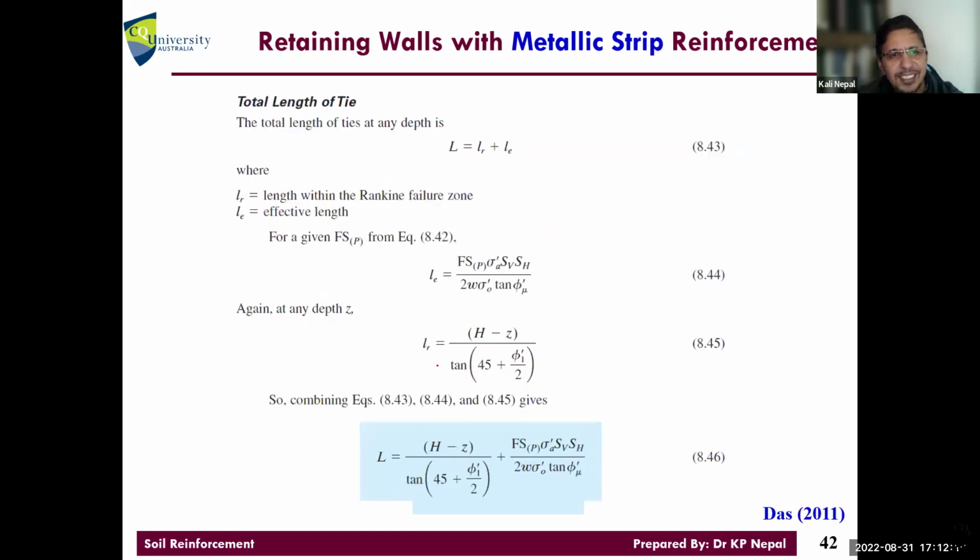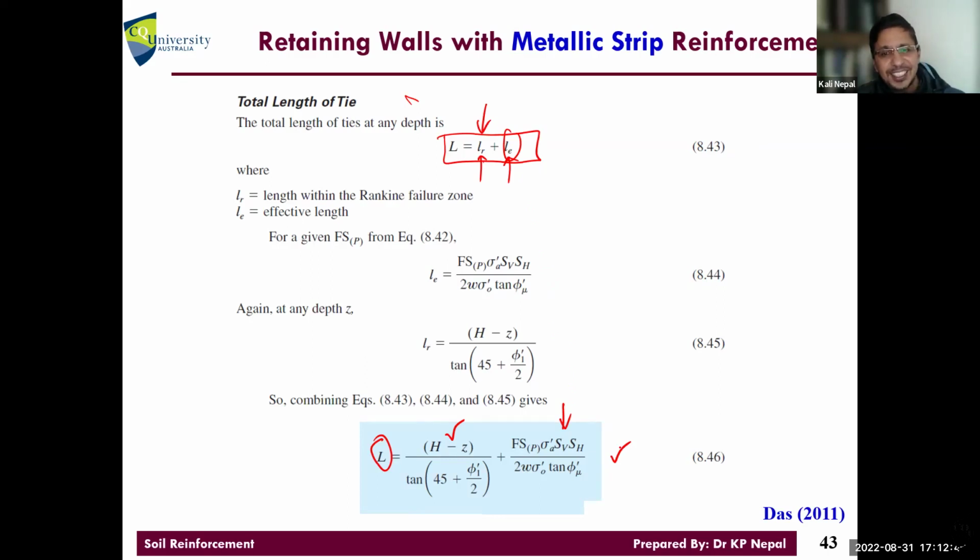I pull out, and then total length I already mentioned. It should be the failure length plus equivalent length, the extra length, effective length. In this case, you can sum total together using this equation. You see, the first one is LR, and the second one is LE. So you can straight use this equation to calculate how long the tie reinforcement should be.